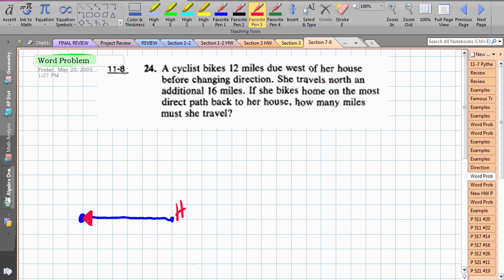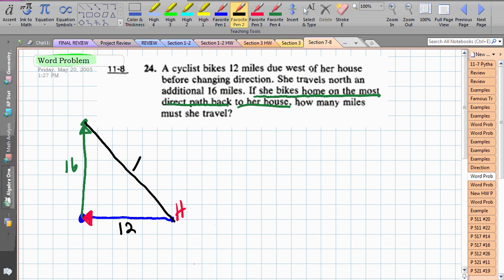Then she travels north, or due north, an additional 16 miles. So I forgot to put the label of 12 miles in here. And now the bicyclist is going exactly due north, or straight north, up to this point right here, 16 miles. And if she bikes home after she's gone 12 miles and 16 miles, what is the most direct path back to her house? So what we're trying to find in this problem is this length right here. This is the length of the most direct path back to her house.